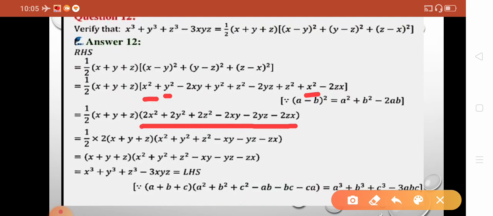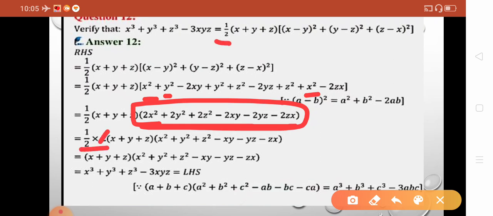Now we will take 2 common from this. We will take 2 common, and we have half in the statement here. So 2 will cancel 2, and we will get (x plus y plus z) into (x square plus y square plus z square minus xy minus yz minus zx).